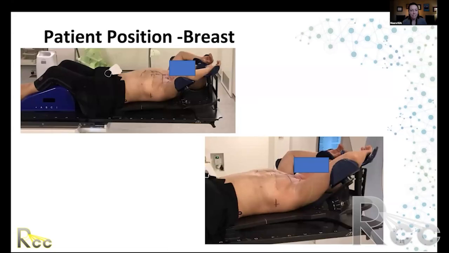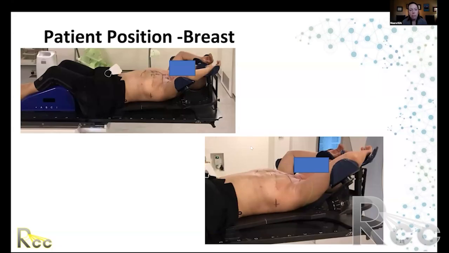Thanks, Justin. Thanks for that great discussion. So now we'll start talking about breast. There are a lot of different immobilization devices that can be used for breast. Typically, again, patients are more often positioned supine out of comfort. We'll talk a little bit about the benefits of prone positioning in some patients, but the majority of breast patients are generally treated supine. So here we have a patient positioned in the supine position.